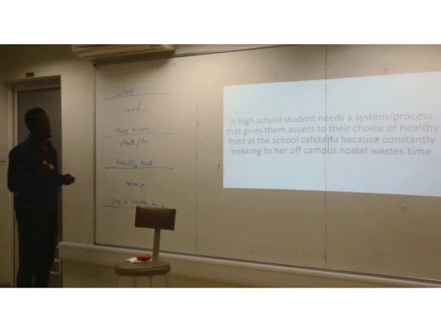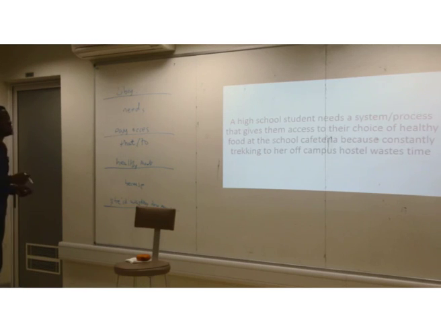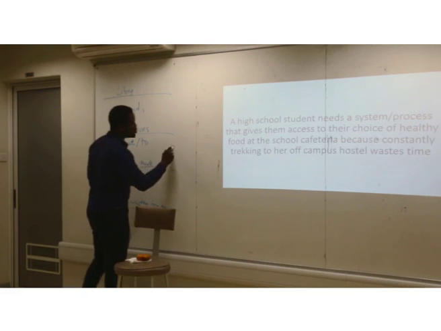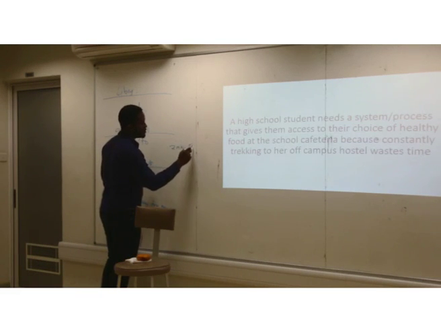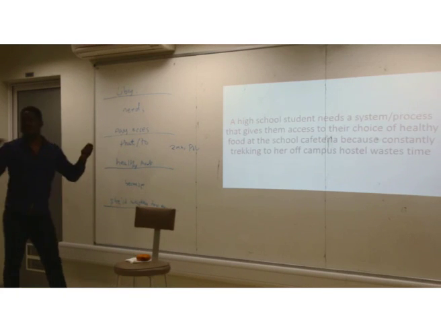So we develop a POV from that. High school students need a system or process that gives them access to their choice of healthy food at the school cafeteria, because constantly trekking to the off-campus hostel wastes time. So when you develop two mini POVs, you can combine them to develop a mega POV.